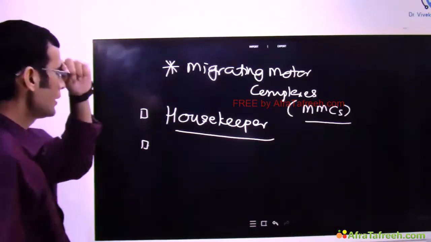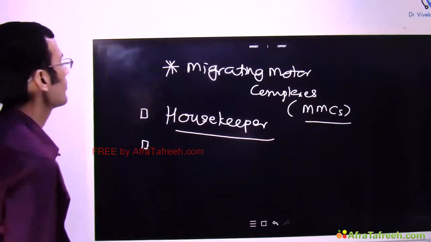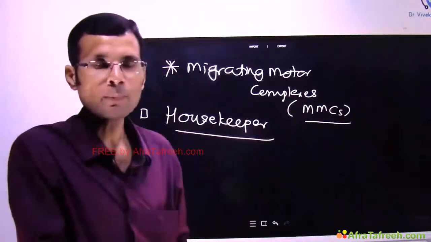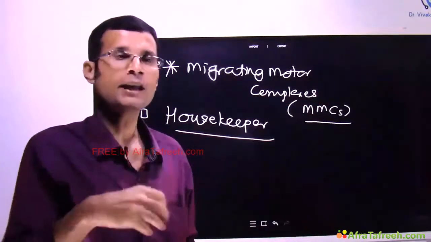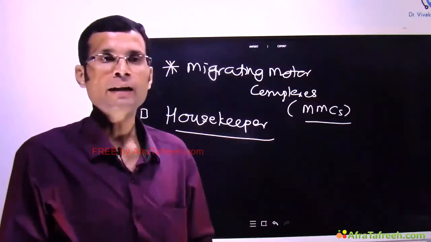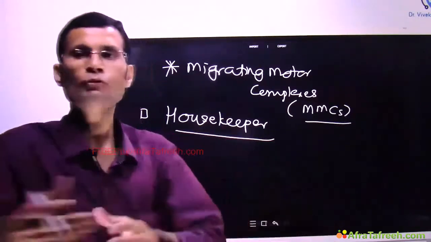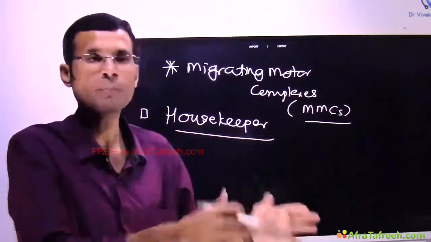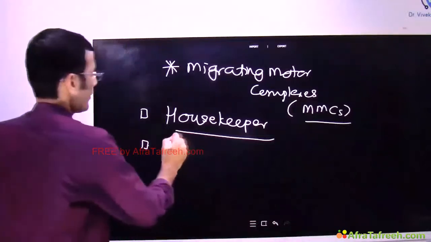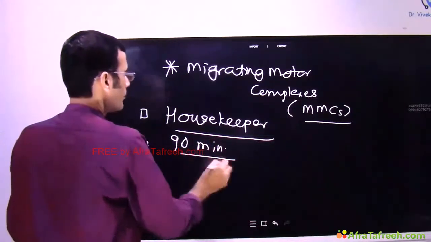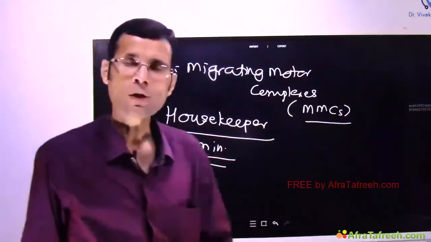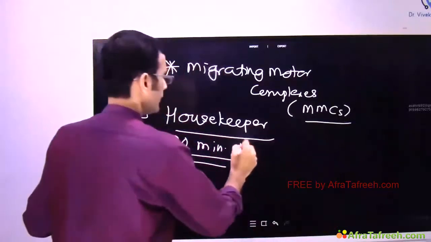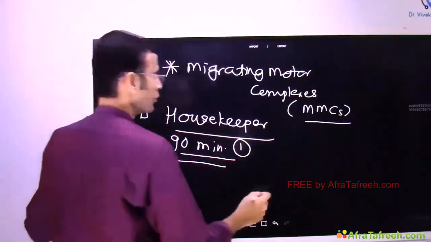Second point is the migrating motor complexes at one place. You know why it's called migrating motor complex? At one place in the intestine there will be a 90-minute cycle, and then that complex will move to some other part, and that 90-minute cycle will be repeated. So that's why it's called a migrating motor complex. It's a 90-minute cycle at one place. Now, what are the things that happen in this 90 minutes? There are three phases of the migrating motor complexes.